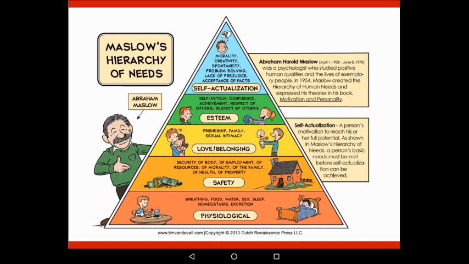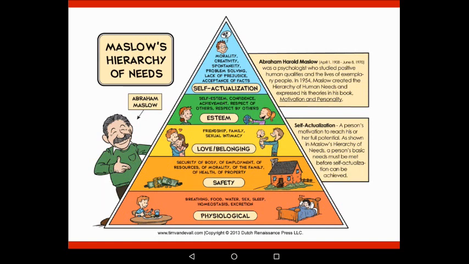So the next step is safety. Once you've got your physiological needs met, you can move on to building a house, right? And things like security, employment of resources, morality, the family, health, prosperity, money, a job, a house, etc. Then once you've got that, you can move to the next one. You can find friendship, family, sexual intimacy, marriage, kids, and so forth. Once you've got that, you can move to the next one. Things like self-esteem, confidence, achievement, respect of others, respect by others. And then once you've reached that, you can reach the last one, which is called self-actualization.